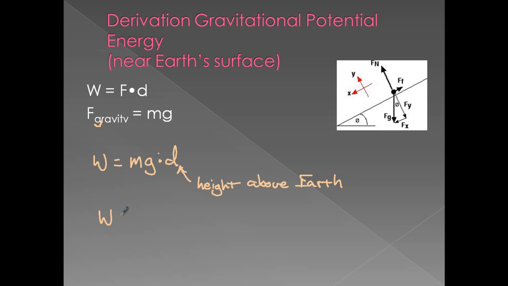So instead of writing mgd, which is a beer, but you people should not know that, we write mgh. So this is our formula for potential energy right here. Potential energy equals mass times gravity times height.